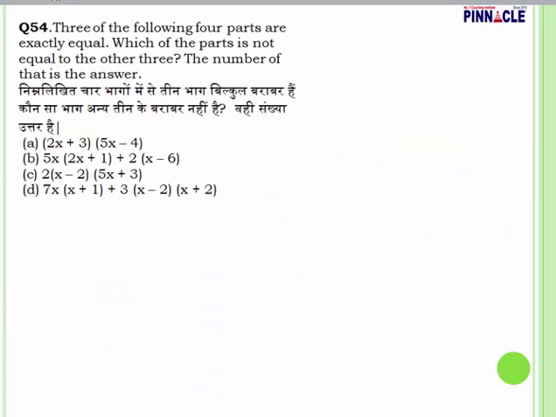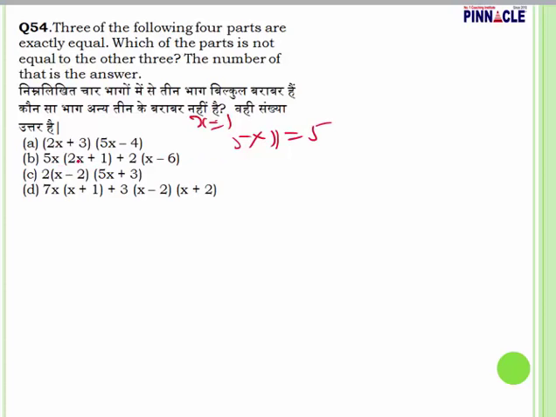Question number 54. 3 of the following 4 parts are exactly equal. Which of the parts is not equal to the other 3? Number of that is the answer. Now see, put the value here. x is equal to 1. So this would be 3 plus 2, 5, into 1. 5 minus 4 is 1, and 5 into 1 is 5.